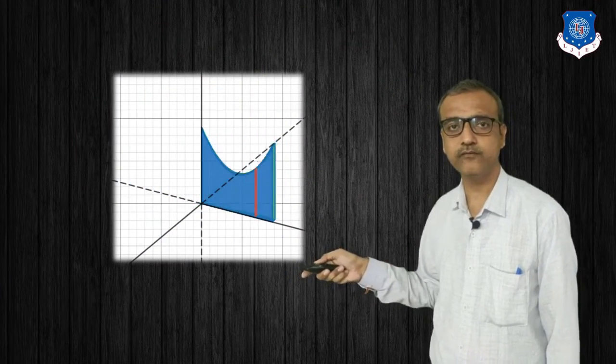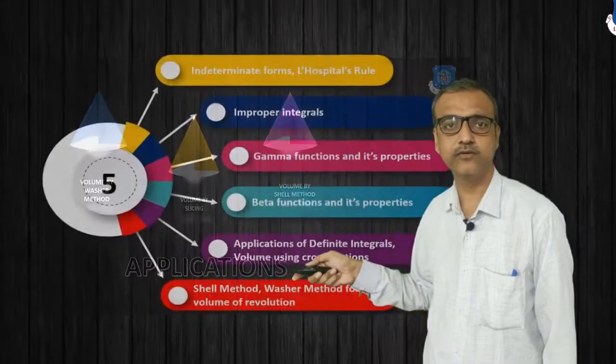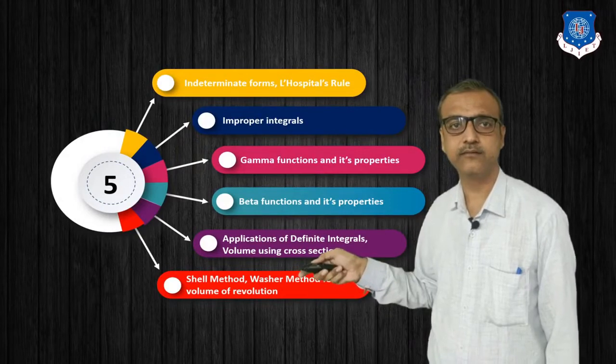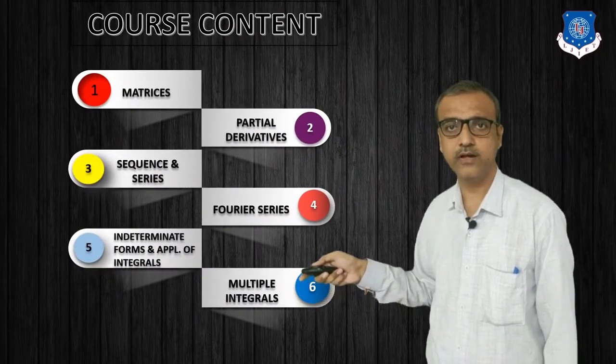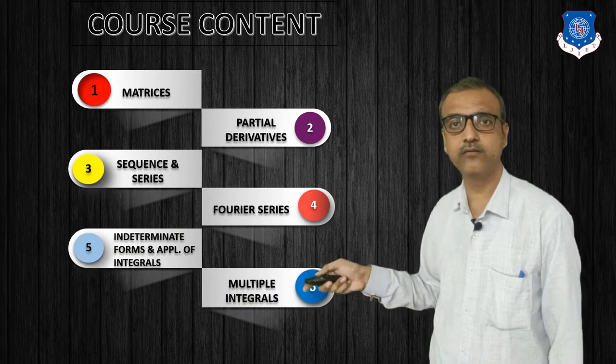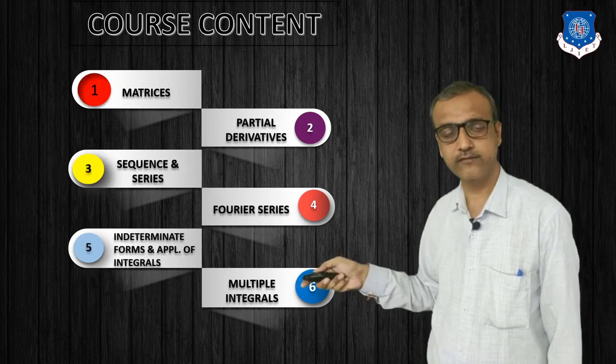Now we will see the last unit, that is unit number 6, and unit number 6 is multiple integral. In multiple integral we will find out double integration and triple integration over a given region R.